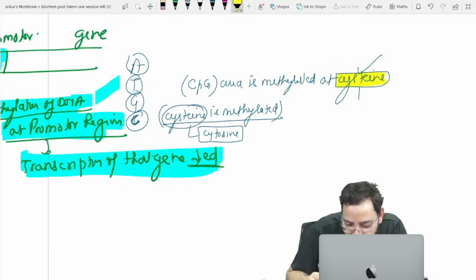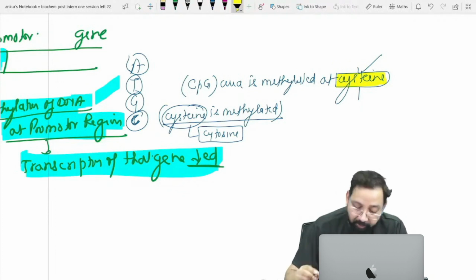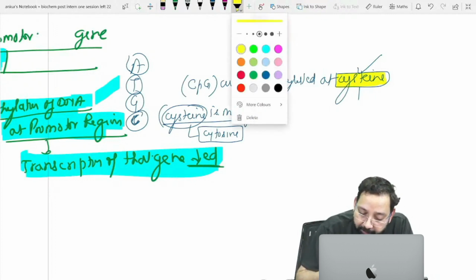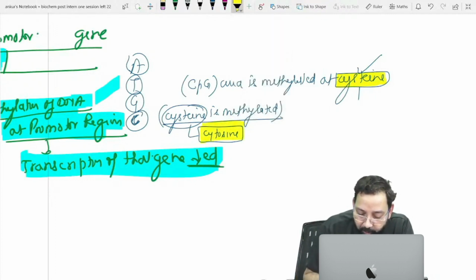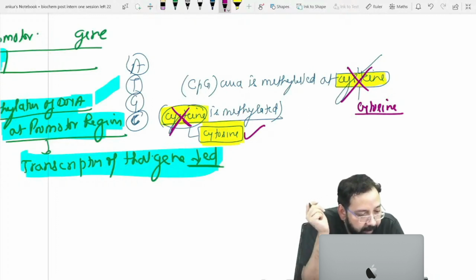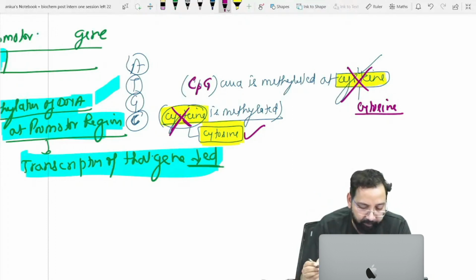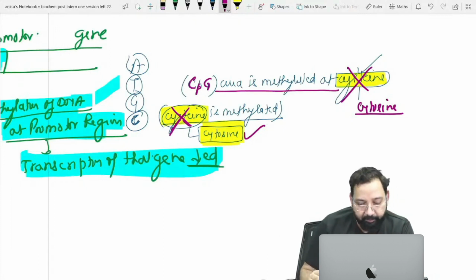In option A they gave cysteine and in option D they gave cytosine. Students were so preoccupied with the word cysteine. You must differentiate this. This is not cysteine, this is cytosine. Good. So a CpG-rich region means cytosine phosphate G, and that area is methylated. The nucleotide that is methylated is cytosine.